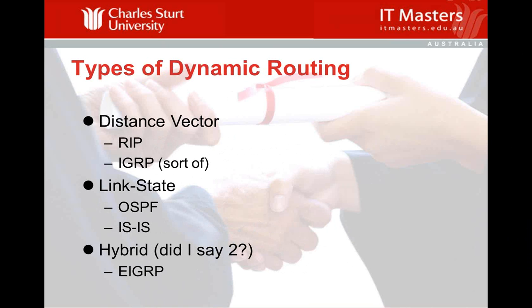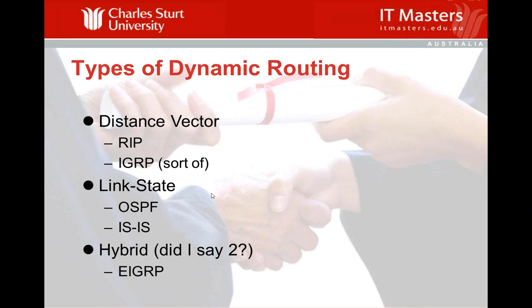Okay, so types of dynamic routing. There's distance vector, which, as I said before, is based on a distance, which is the metric, hop count in this case, and the vector is the direction. Examples of protocols that use distance vector are RIP, both version 1 and version 2, and sort of IGRP. IGRP is a Cisco proprietary protocol. It stands for Interior Gateway Routing Protocol. Now, it sort of uses distance vector, but there's a couple of little link state things in there as well. So it's almost a hybrid, as with its older brother.